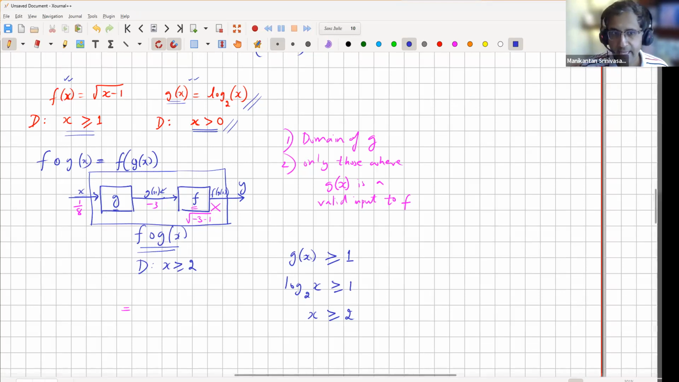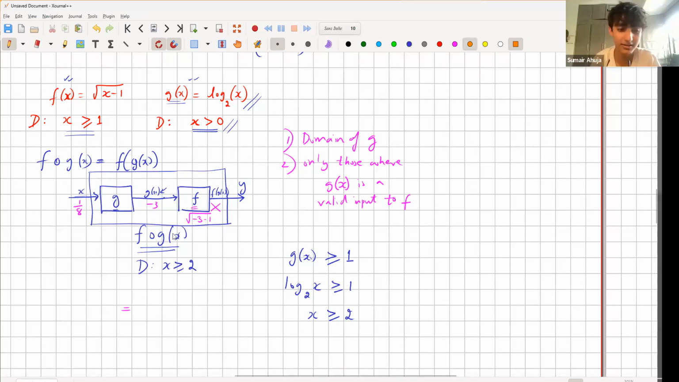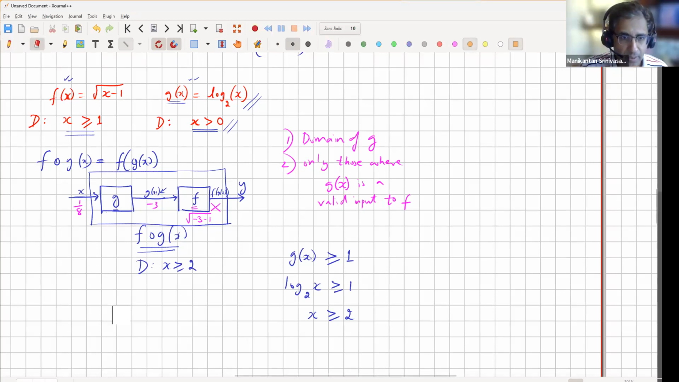Same idea for the reverse case also. Suppose I do g of f of x. Sumer, does all this make sense to you? Yes, sir. Completely. It's just logical. You don't have to think anything. It's just logical. Okay, so let's do g of f of x.